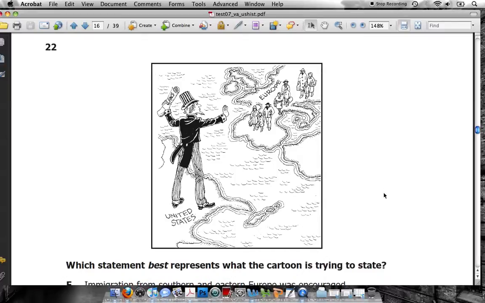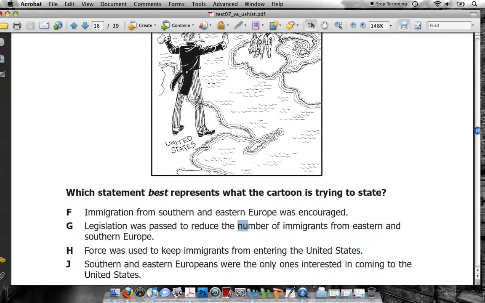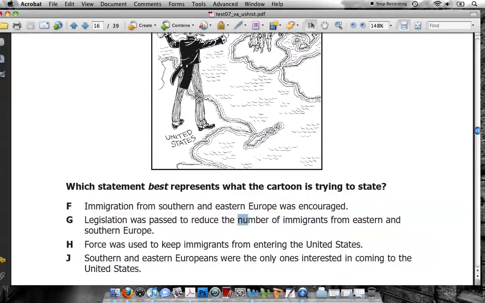Look at what the biggest image is in the cartoon. Political cartoons often exaggerate. We know Uncle Sam, it looks huge. He's taking up the entire east coast of the United States. So he's probably the focal point of the picture and not the little Europeans trying to come to the United States. And for that reason, G is the correct answer.